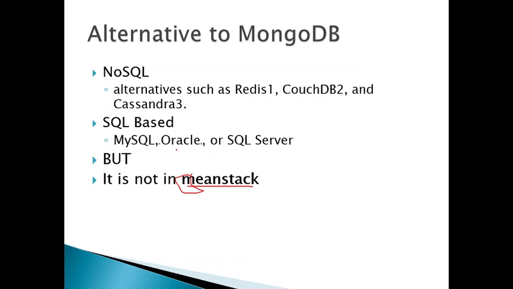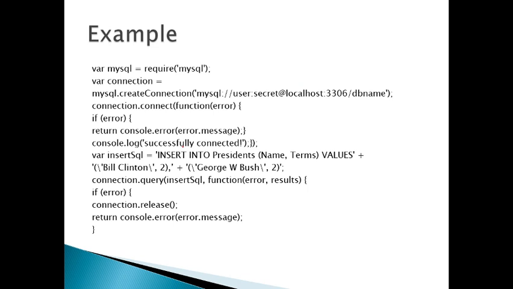But I will explain connectivity for one of these databases. For example, if we want to connect with MySQL, we require a module, mysql. MySQL is the module, and you will install it, npm install mysql, and you will require it. After requiring, you will call the function mysql.createConnection, and you will pass the connectivity string. After passing the connectivity string, you will basically connect to the database. And if it is not successful, you will pass the error message. If it is successful, you will call your query, just like insert queries, insert into pedestrian, and you will pass on the values and you will execute that query, and that is all.